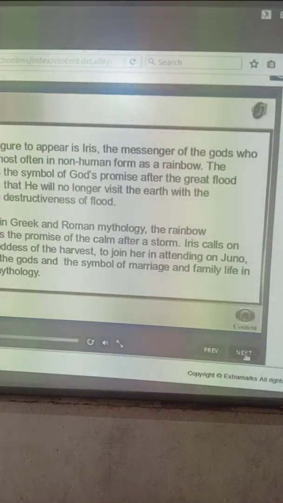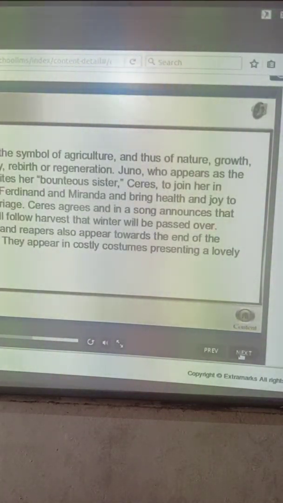Iris calls on Ceres, goddess of the harvest, to join her in attending on Juno, queen of the gods and the symbol of marriage and family life in Roman mythology. Ceres is the symbol of agriculture and thus of nature, growth, prosperity, rebirth or regeneration. Juno, who appears as the moon, invites her bounteous sister Ceres to join her in blessing Ferdinand and Miranda and bring health and joy to their marriage.